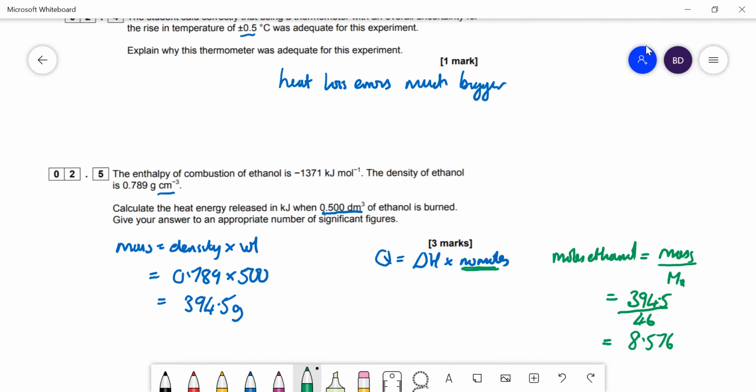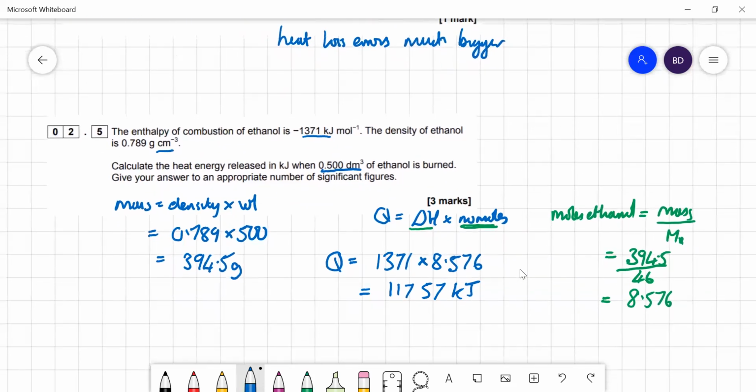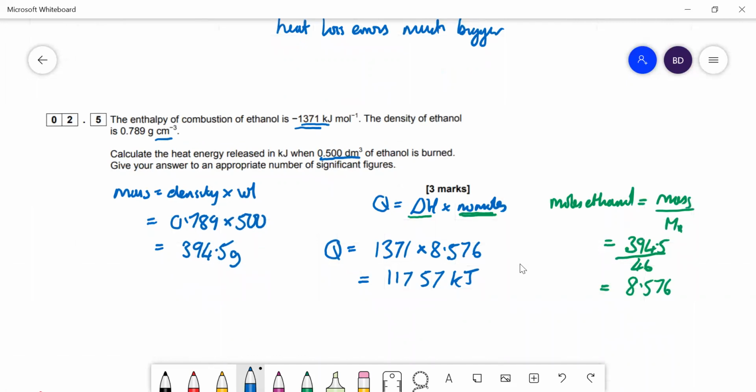Okay, so now we're going to have to put this value into here, and we're going to have to put our delta H value in to work out Q. So let's do that. Q, delta H is 1371 multiplied by the number of moles, which is 8.576. And that is equal to exactly 11757 kilojoules. We need to give that to the correct number of significant figures. They give us the ethanol density to 4 sig figs, but everything else is to 3, so we give it to 3. So that's going to be 118 kilojoules. That's going to be the heat transferred.